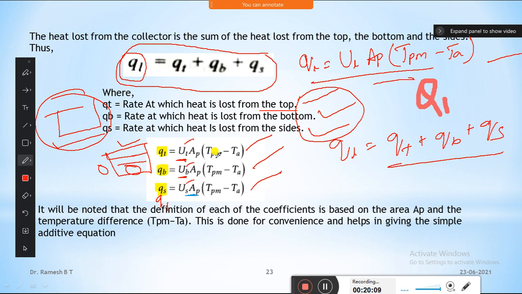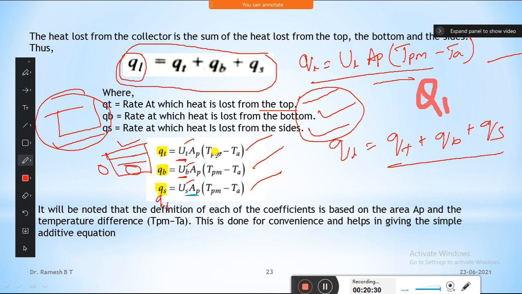It is based on this AP. We already know that it is an absorber plate, and there is always a temperature difference between TPM minus TA. So TPM is a higher temperature, meaning inside the absorber plate it should be a higher temperature, and the outside surrounding temperature should be a lower one. There is a temperature difference.